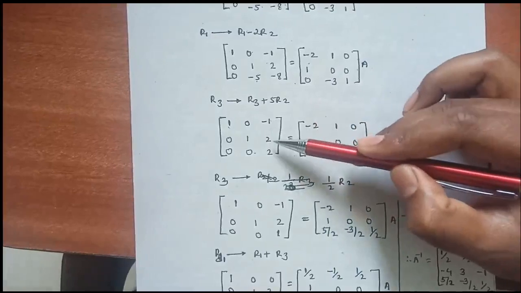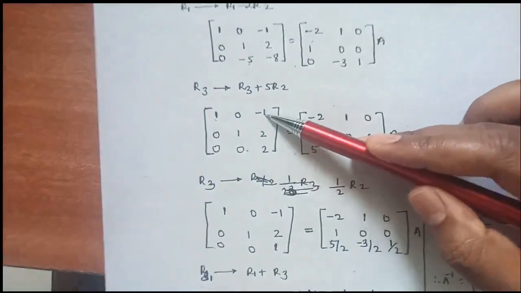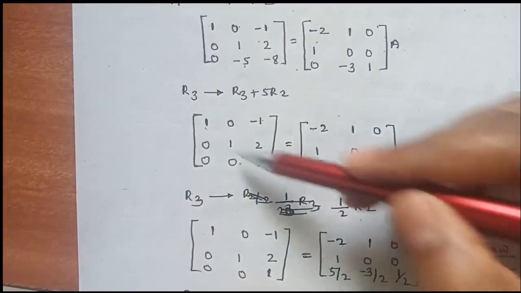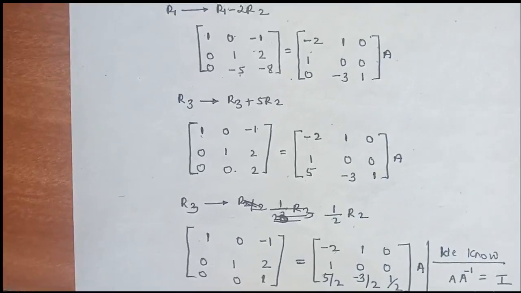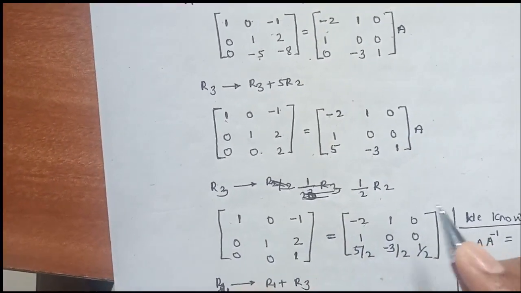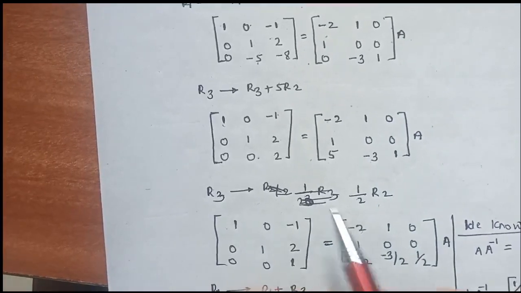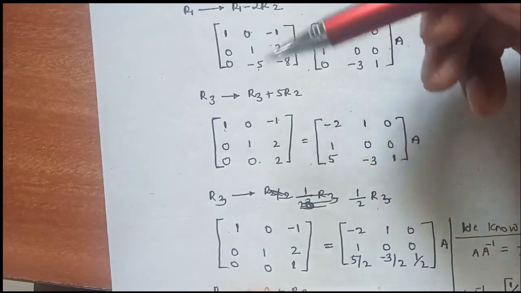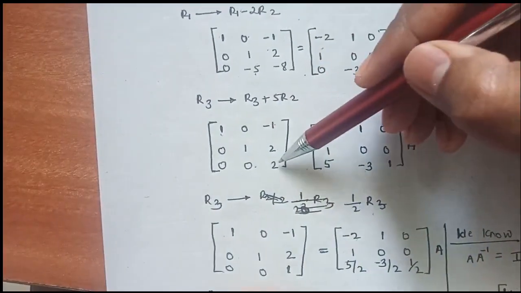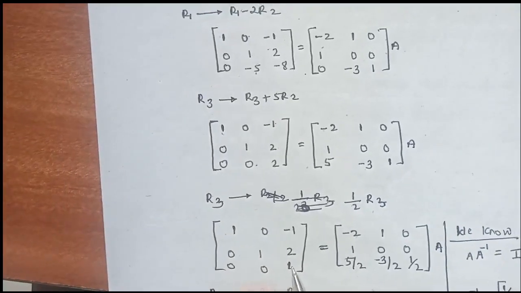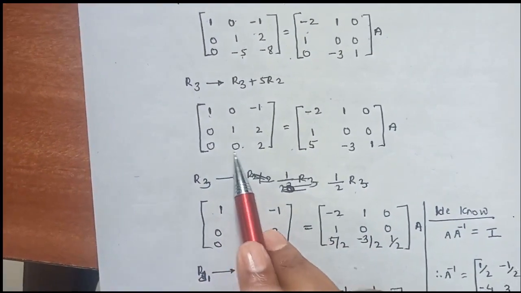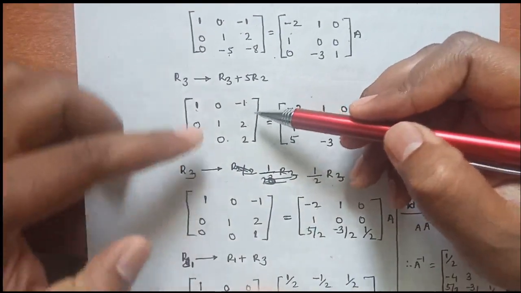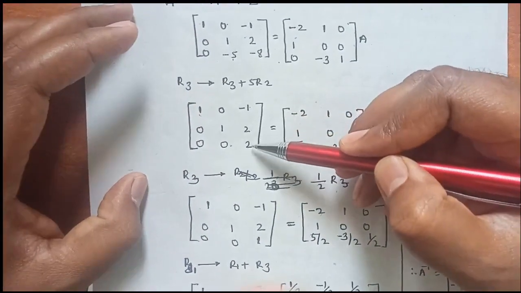Now here I want 0 0 and 1. So first element I want 0. So how can we do it? See, for R2 I will divide by 2. Sorry, it's not R2, it should be R3. So for R3 I will divide by 2, so I will get 0 0 1. So same thing, if you are dividing this R3 by 2, the same thing you have to do here. Okay, so now I want 0 0 and 1.